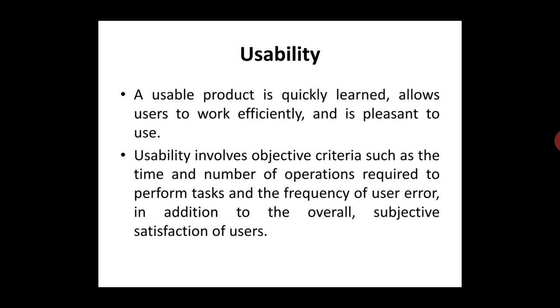That is related to acceptance testing. So when you are asked regarding acceptance testing, you should write those points. This is a different point and a different concept. That's called usability. A usable product is quickly learned, allows users to work efficiently and is pleasant to use. That's related to the usability of a product. Usability involves objective criteria such as the time and number of operations required to perform tasks, the frequency of user error, in addition to overall subjective satisfaction of the user.